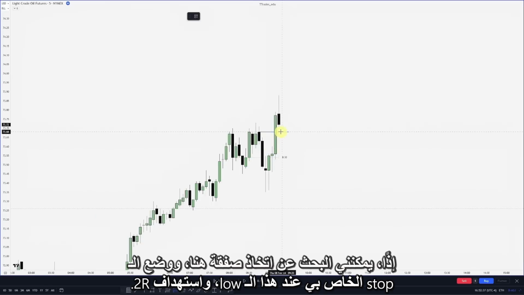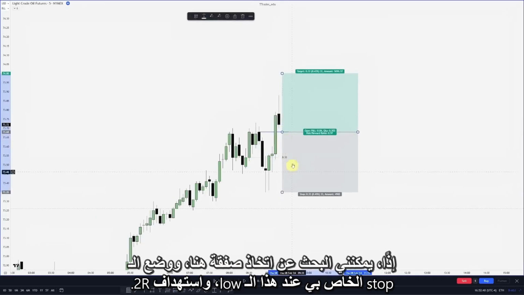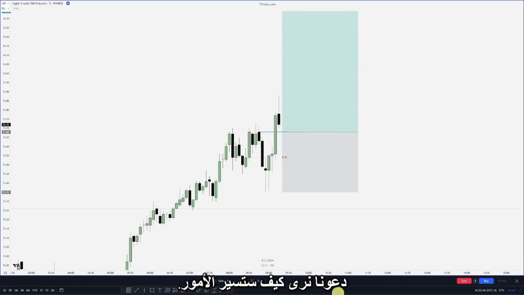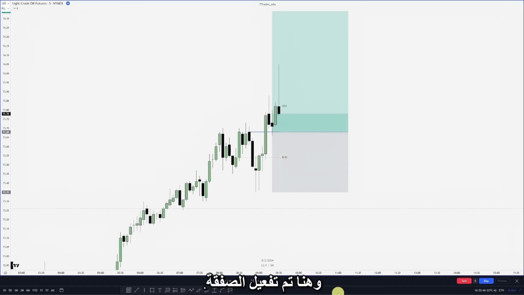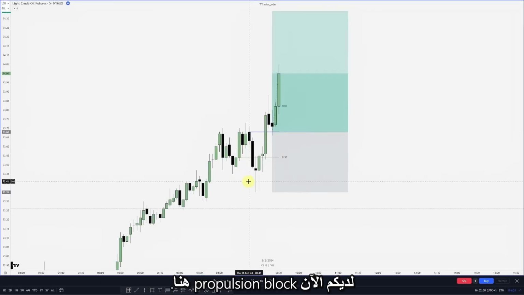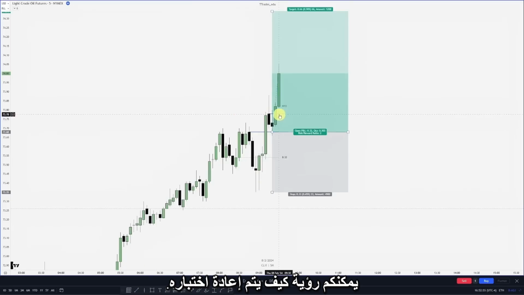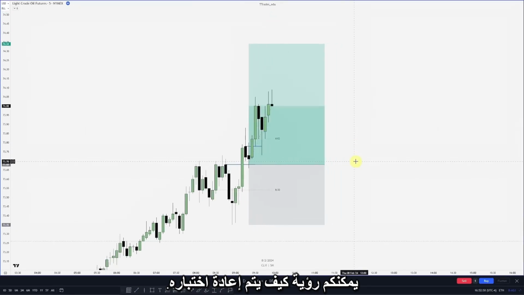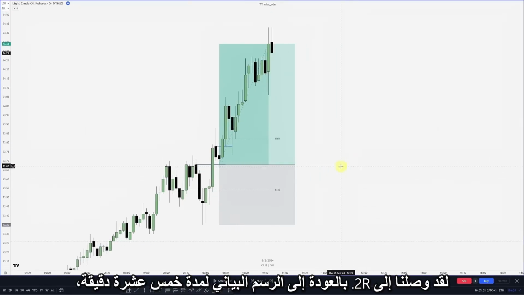So then I can look to take a position here, I stop on this low, and look to target 2R. Let's see how this works out. So here we get tagged in. You notice, series of down close candles into an order block. We now have a propulsion block right here. You can see how that gets retested. And there we go, we hit 2R.